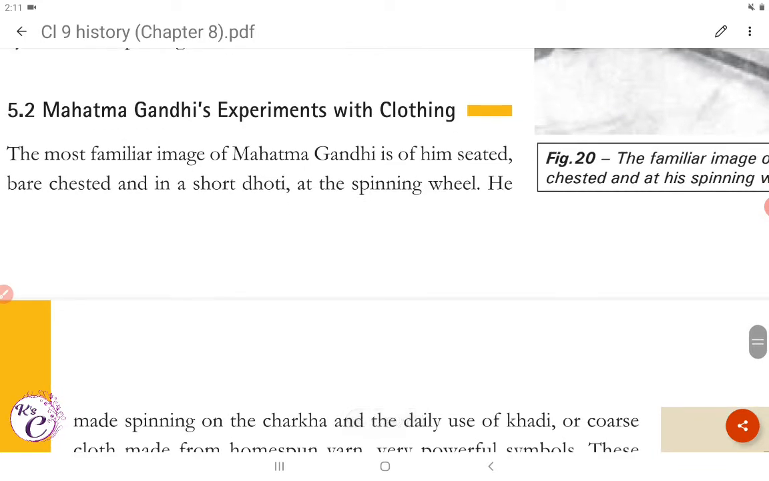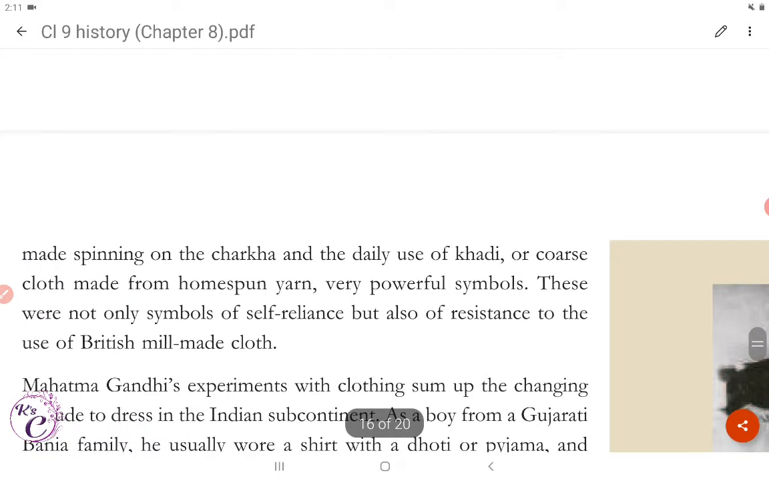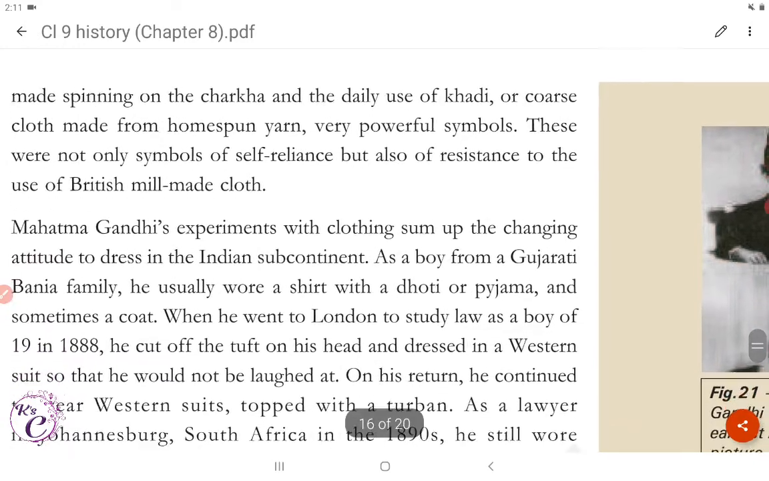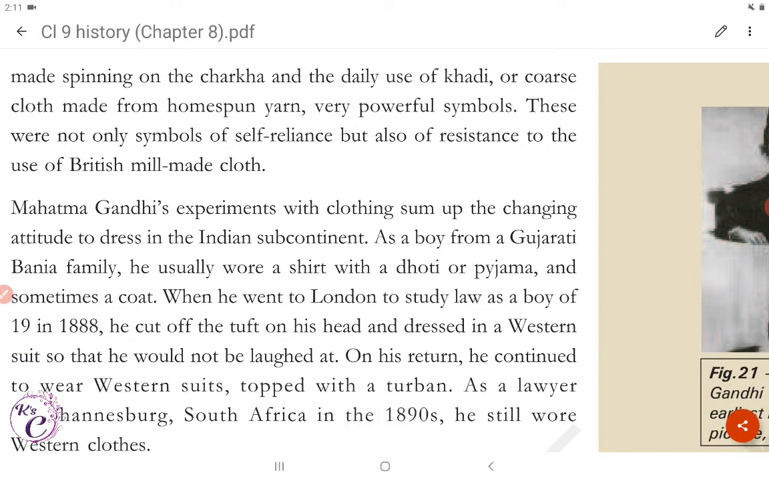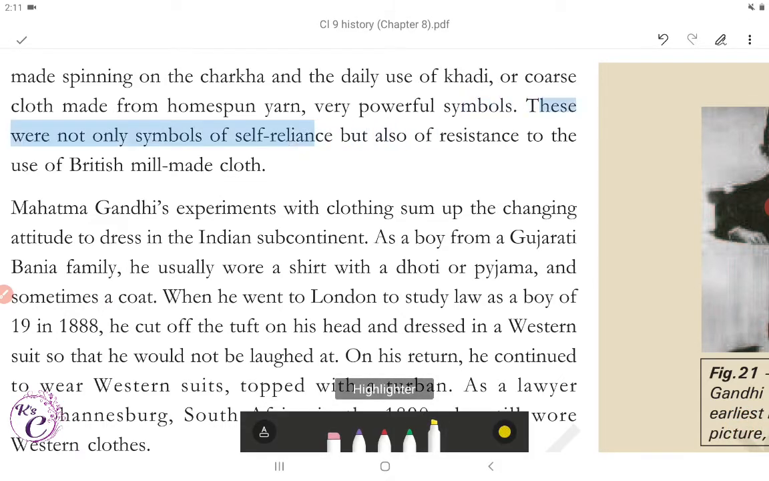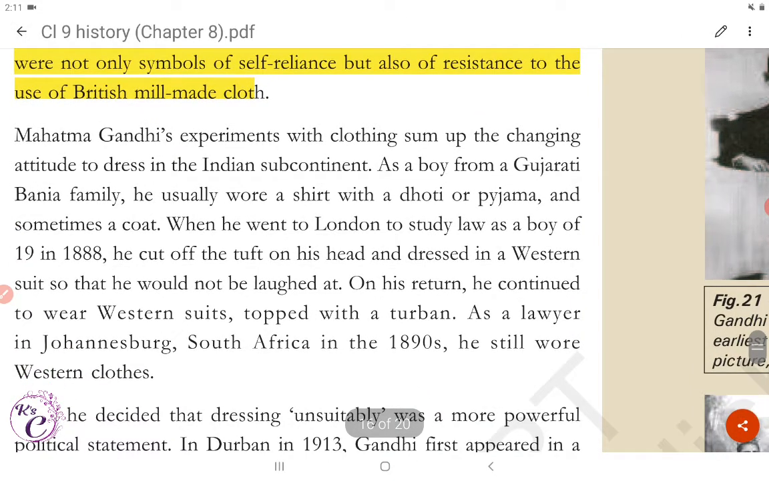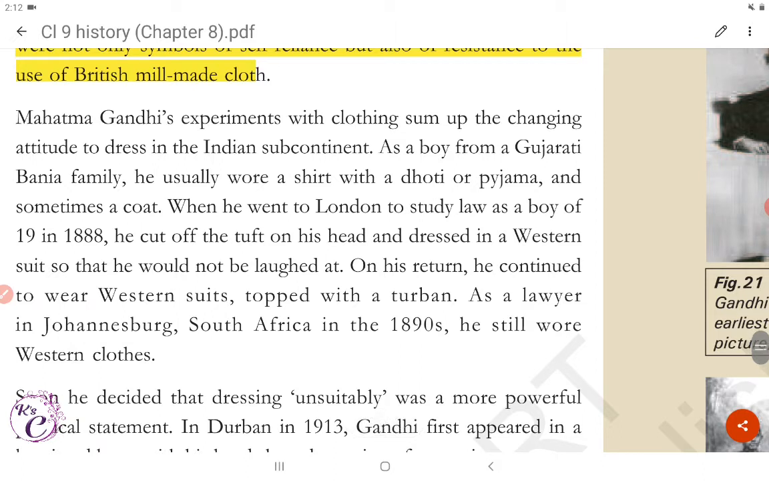The most familiar image of Mahatma Gandhi is of him seated, bare chested, and in a short dhoti at the spinning wheel. He made spinning on the charkha and the daily use of khadi, or coarse cloth made from homespun yarn, very powerful symbols. These were not only symbols of self-reliance but also of resistance to the use of British mill-made cloth. Mahatma Gandhi's experiments with clothes sum up the changing attitude to dress in the Indian subcontinent.